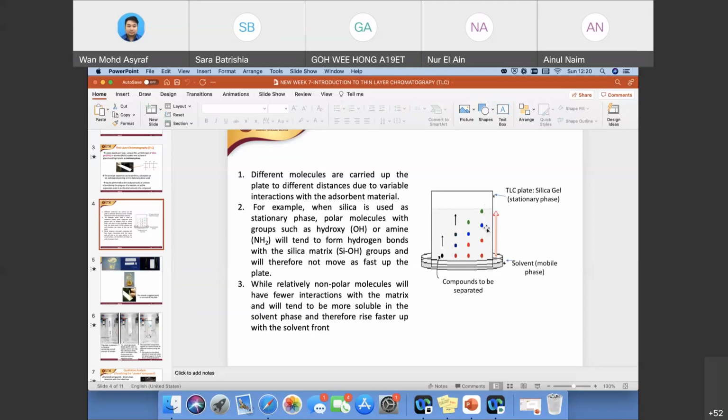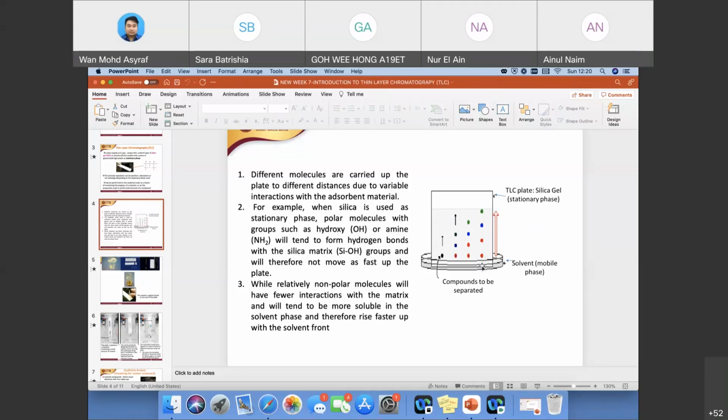Based on this, which dots have the least interaction with the silica gel stationary phase? Which color has the least interaction? Green. Yes, good. Who said that just now? I didn't manage to see. Nur Ain. Okay, that's good. So green has the least interaction with the silica gel.